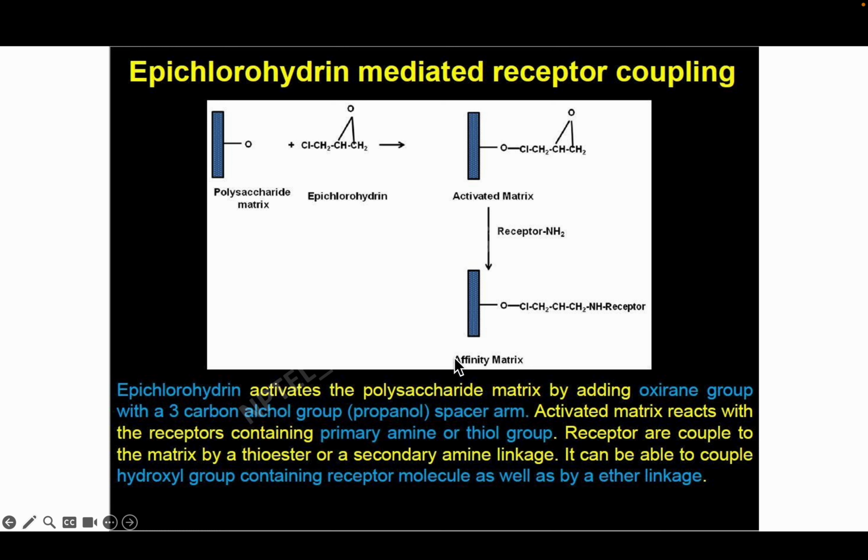Now what will happen, this is an affinity matrix, so it has the receptor which is conjugated by this amine bond. So epichlorohydrin activates the polysaccharide matrix by adding an oxirane group with a 3 carbon alcohol group, that is CH2 CH2 CH2, this is a 3 carbon alcohol group spacer arm. The activated matrix reacts with a receptor containing a primary amine or thiol group. Receptors are coupled to the matrix by a thioether or a secondary amine linkage. It can also couple hydroxyl group containing receptor molecules by an ether linkage.